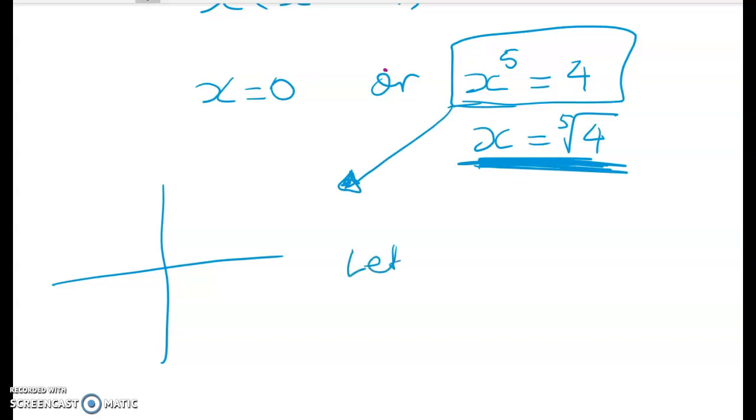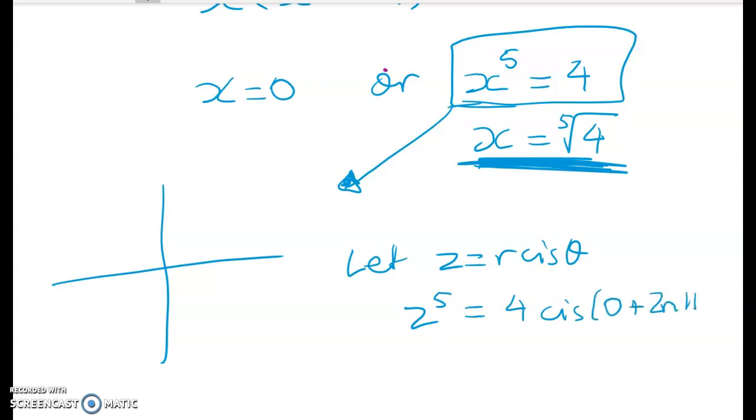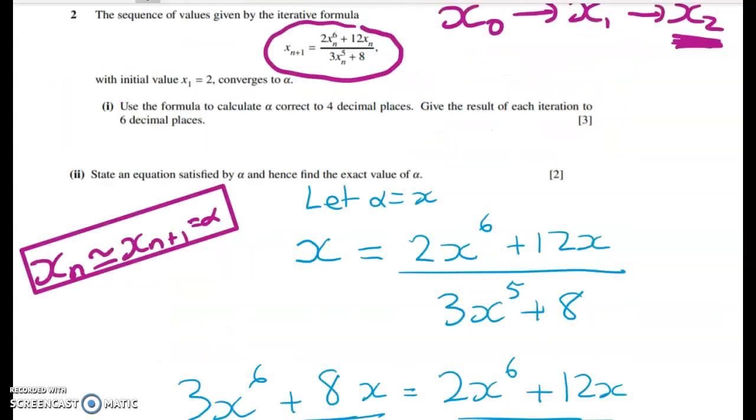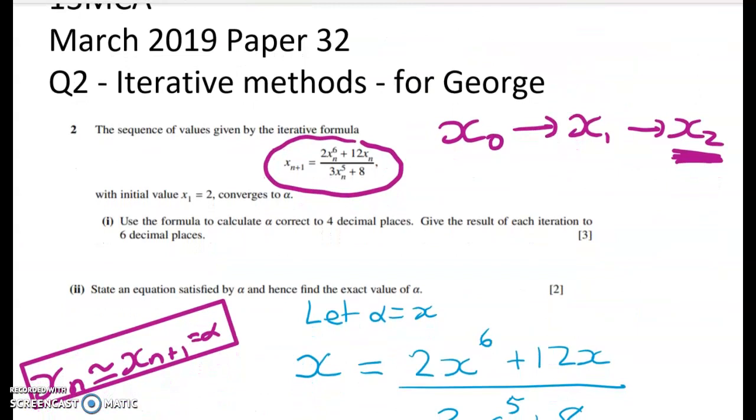Okay, but you might want to do this one for a bit of merit level practice. We could let z equal r cis theta, and then we'd have z to the power of 5 is equal to 4 cis 0 plus 2 n pi, and so on. Okay, but what we're looking for here was nothing to do with that. It was just to state an equation satisfied by alpha and find the exact value of alpha.